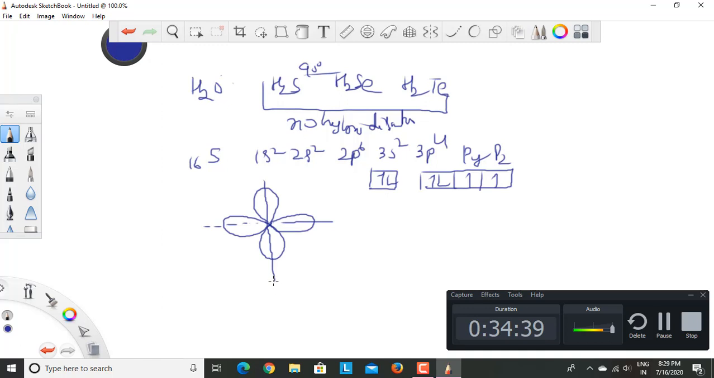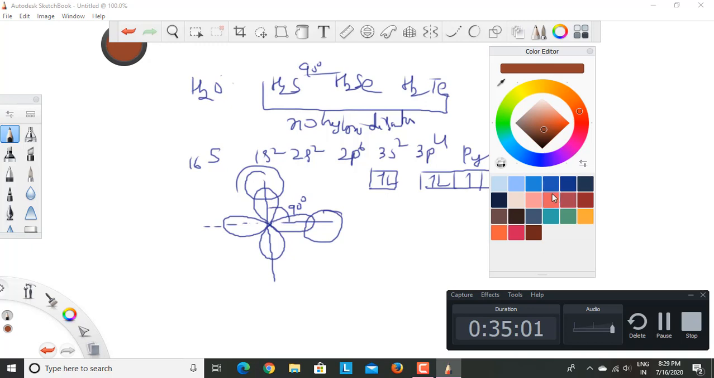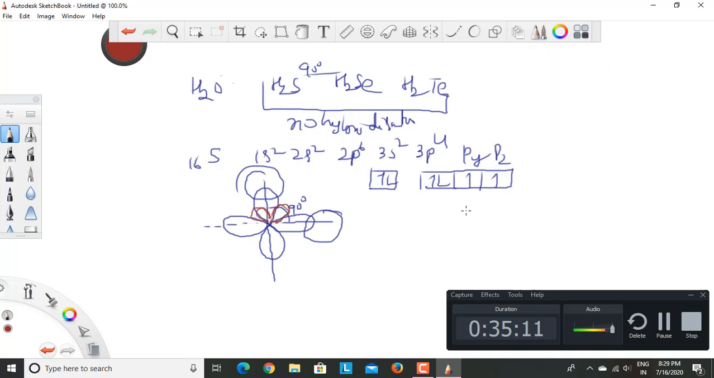If they are py and pz, pure p orbitals, then only they can lie at an angle close to 90 degree. If they lie at an angle close to 90 degree, then your two hydrogens can overlap like this. This is hydrogen, this is hydrogen. And these two lone pairs are pure. So these two lone pairs will be there inside, and that will be pure. So there will be pure lone pairs and there will be no hybridization for this.